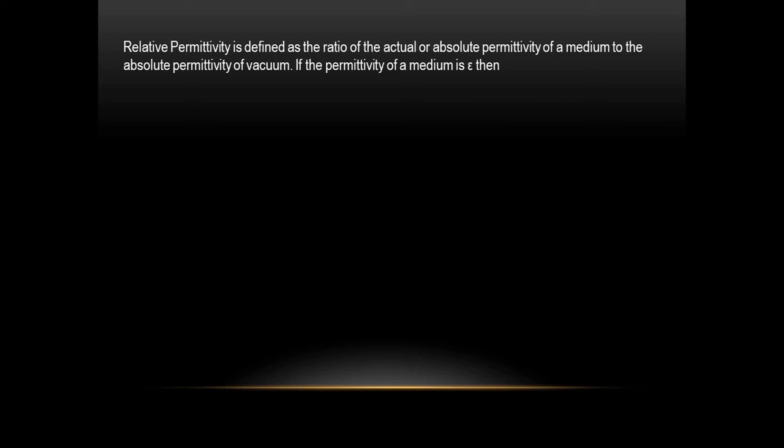The relative permittivity is defined as the ratio of the absolute permittivity of the medium to the absolute permittivity of the vacuum. If the permittivity of the medium is epsilon, then the value K is equal to epsilon by epsilon naught.